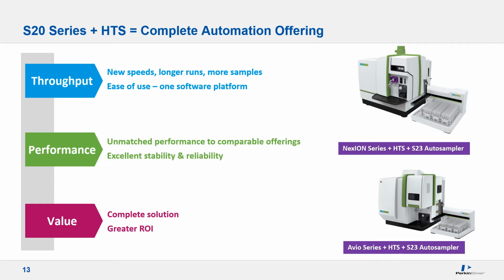The next logical step is the combination of this automation to provide a complete offering. These complete productivity offerings can accommodate low to mid sample volume laboratories with the S23 and mid to high sample volume laboratories with the S25, with PerkinElmer providing the full service and support of this complete solution will help drive greater return on investment for the laboratory.